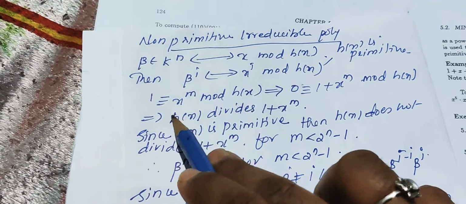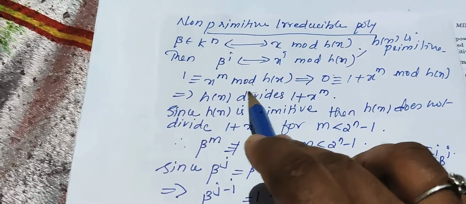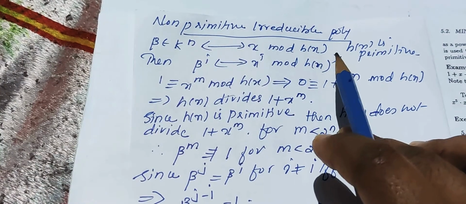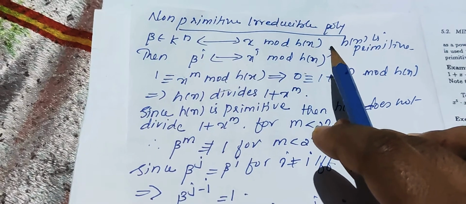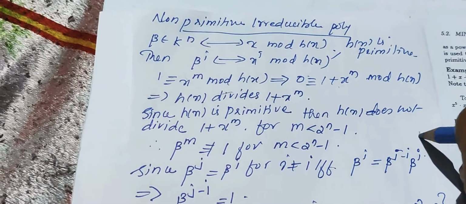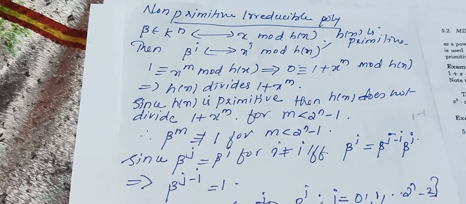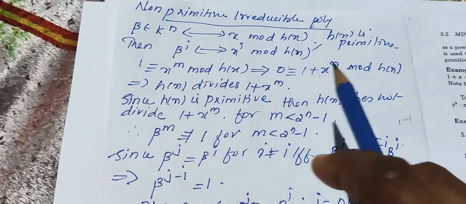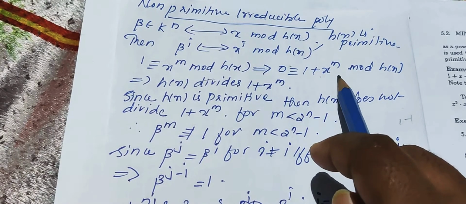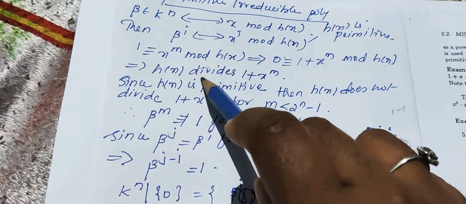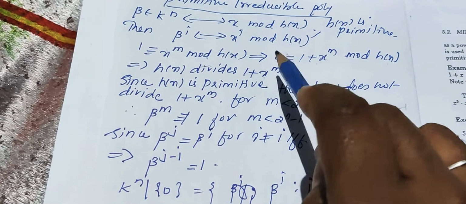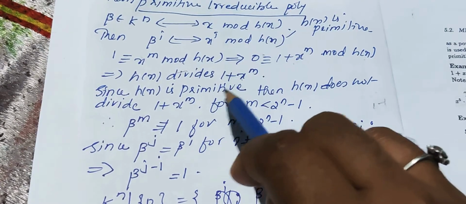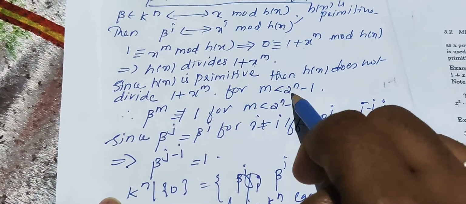So if 1 is congruent to x raised to m mod h of x, which implies 0... Note that we don't consider subtraction here. There is no process like 1 minus 1; we only consider addition of 1 here. Okay, so 0 is congruent to what? 1 plus x raised to m mod h of x, which implies h of x divides 1 plus x raised to m. Since h of x is primitive, h of x doesn't divide 1 plus x raised to m for m less than 2 raised to n minus 1.